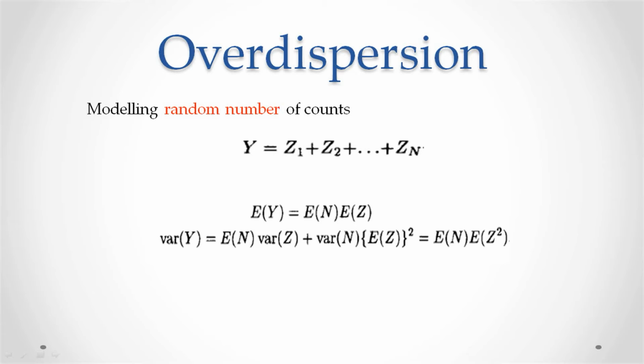Similarly, using properties relating the variance of Y to its conditional mean and variance, that is, variance of Y is equal to expectation of capital N into variance of Z plus variance of N into expectation of Z square, we can show that the variance of Y is equal to expectation of N into expectation of Z square. So if we compare the mean and the variance, we see that if expectation of Z square is greater than expectation of Z, then we would expect to have a situation of overdispersion.